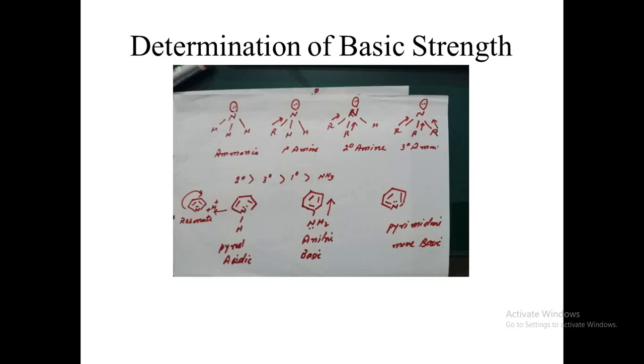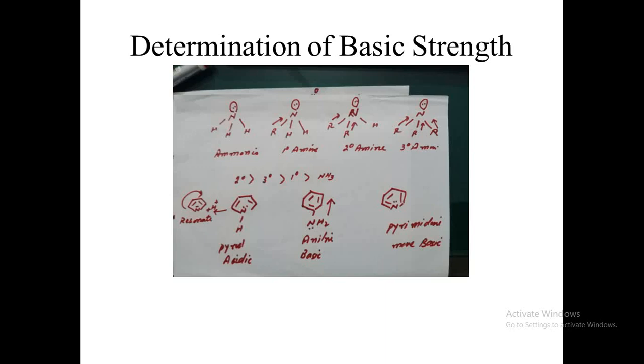Second one is primary amine. It has one R group. R group stands for alkyl group. It may be methyl, ethyl, propyl, butyl, whatever the alkyl group may be. It has one R group and two hydrogen atoms. It means it has one group that is donating electron density to nitrogen, increasing electron density on the nitrogen atom and making it more basic as compared to ammonia.